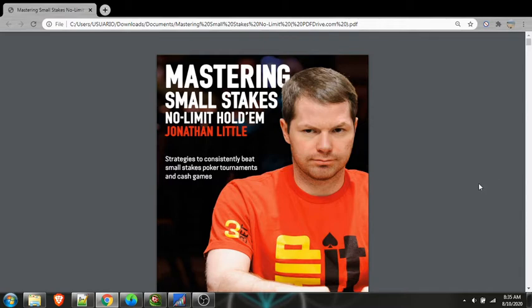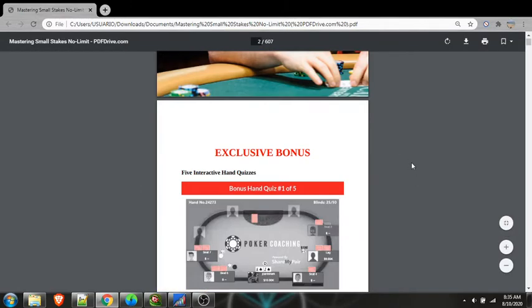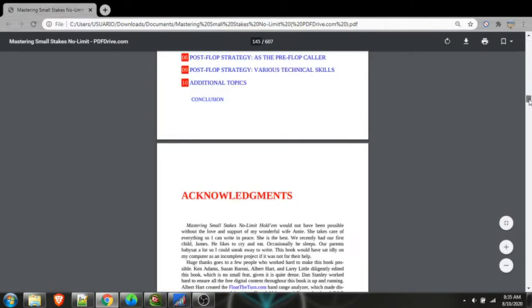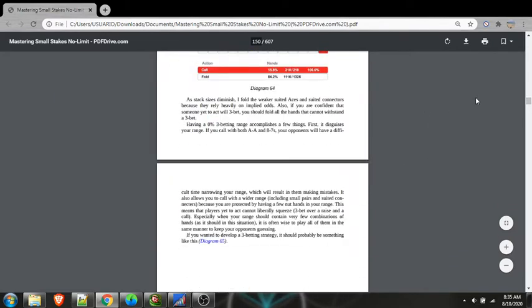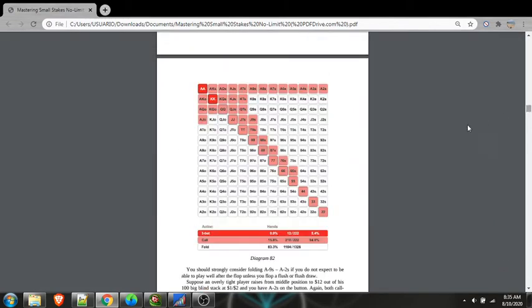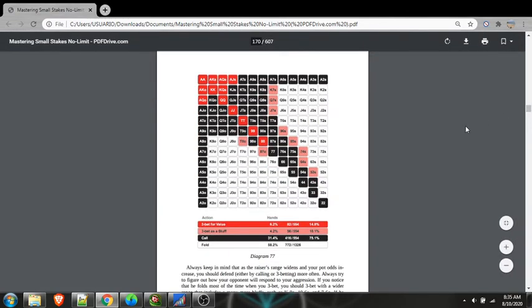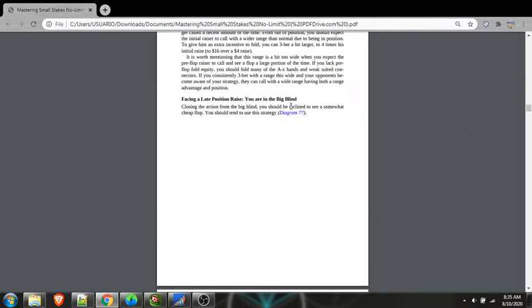He plays pretty high stakes tournaments on America's Card Room. A very good player, a very good book, huge book, 600 pages. And tons of different tables, hand range openings. Today I'm going to be focusing on page 170, this one. So it is facing a late position raise and you are the big blind.